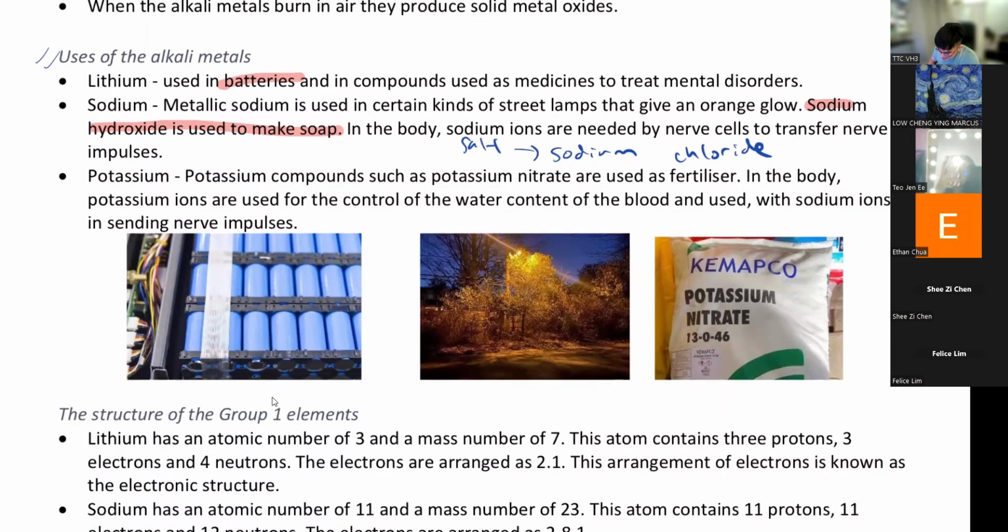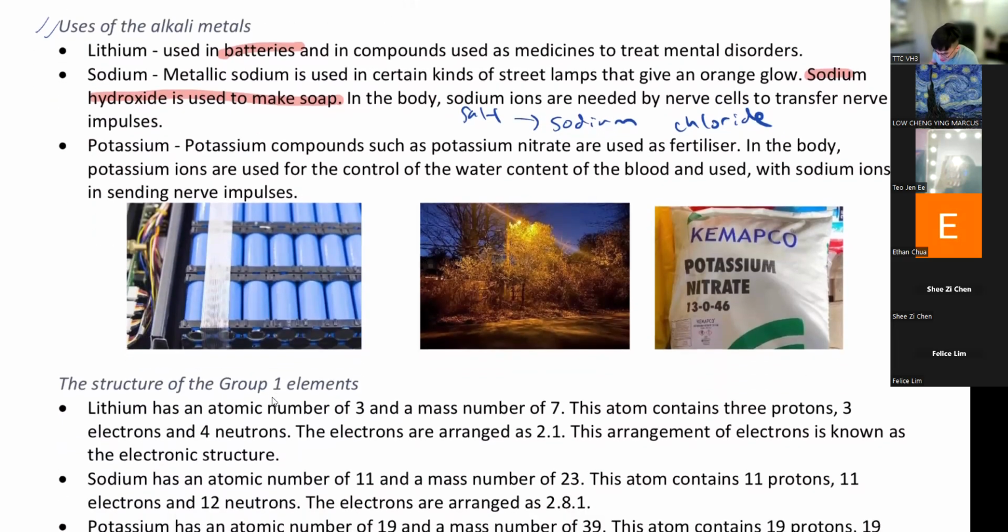Potassium, we use this as fertilizer. Potassium nitrate is a fertilizer. And fun fact, guys: do you know where else we use potassium nitrate? Potassium nitrate is actually explosive, so we use it in gunpowder.